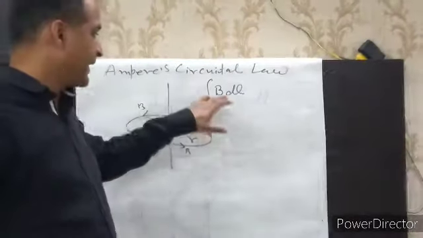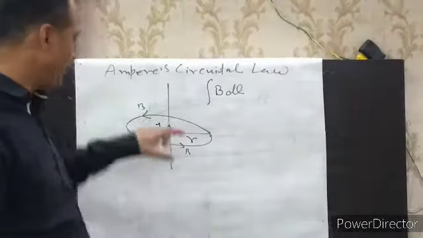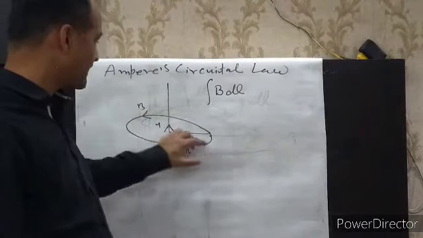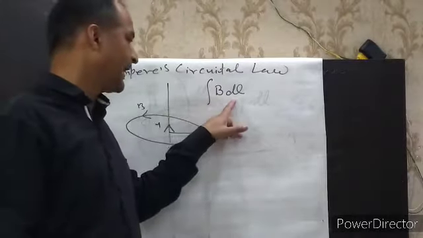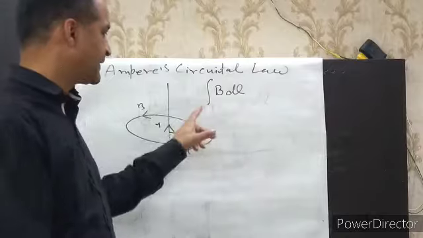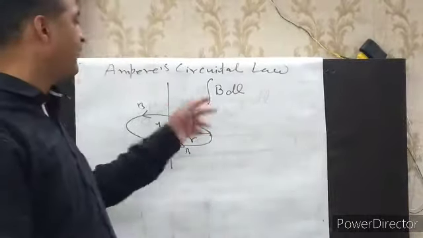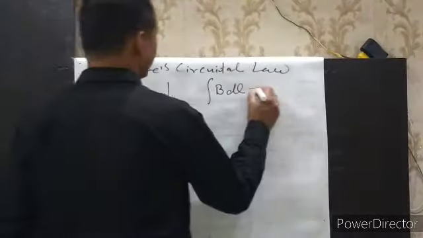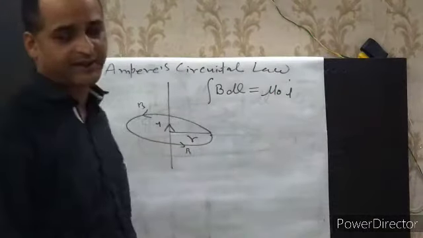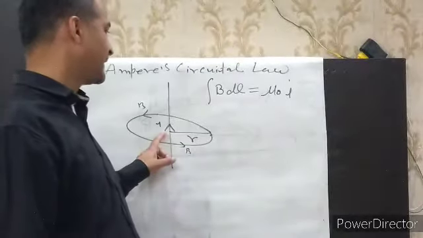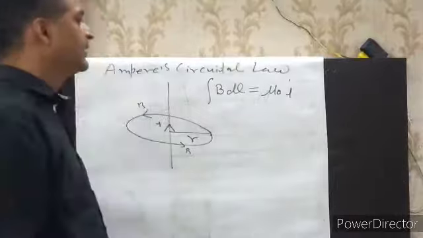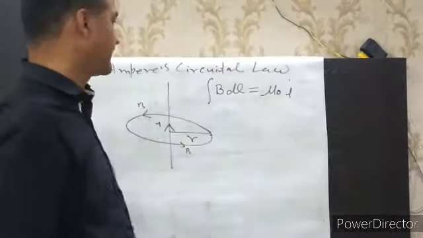Then this law states that the line integration of magnetic field, we are integrating magnetic field on this line, this loop. The line integration of magnetic field is equal to mu naught times the total current flowing in the circuit. In this circuit, which is a straight wire, the current flowing is I. Always the line integration of magnetic field will be mu naught times the total current flowing in the circuit.